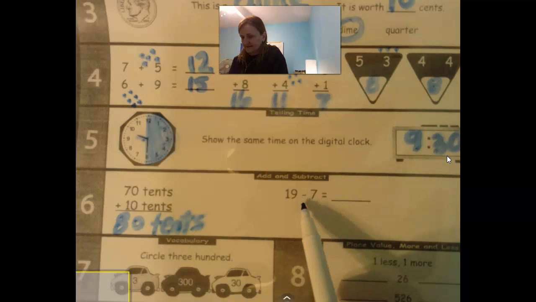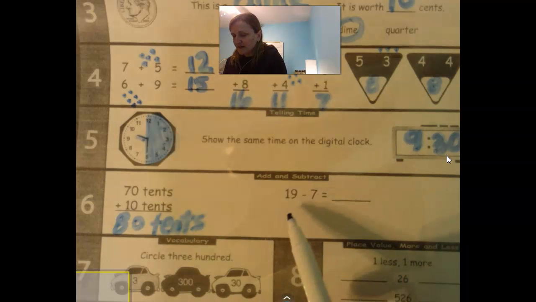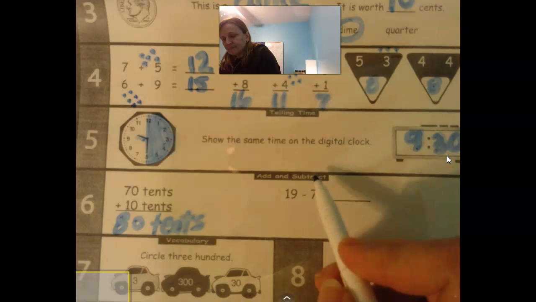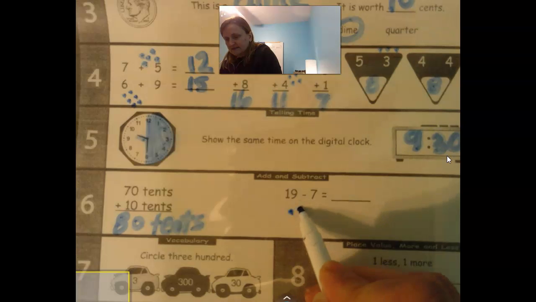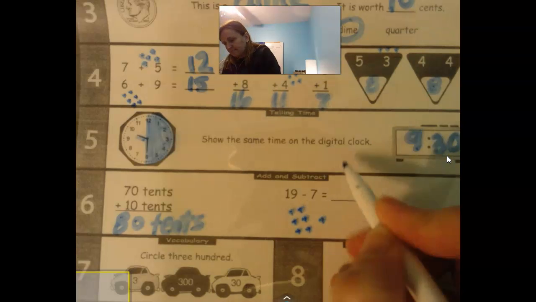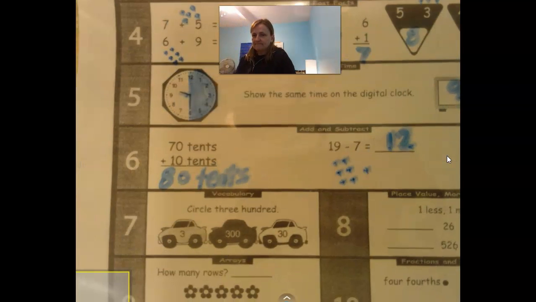This one is subtraction. 19 minus 7. You could do a bunch of things. You could start at 19 and count back 7. You can do it by putting dots on the paper. You can get out your number line. You can do several things, but I'm just going to count back. So 19, 18, 17, 16, 15, 14, 13, 12. The answer is 12.